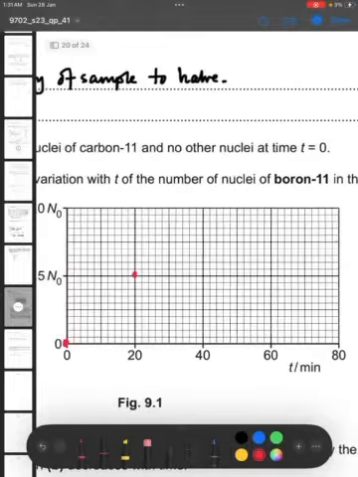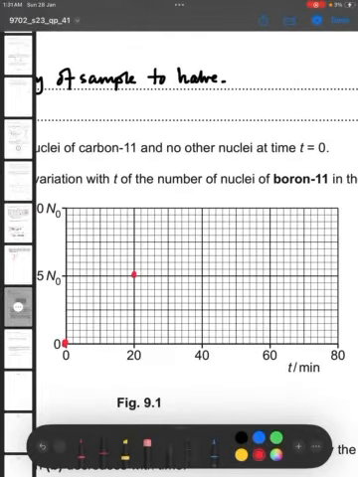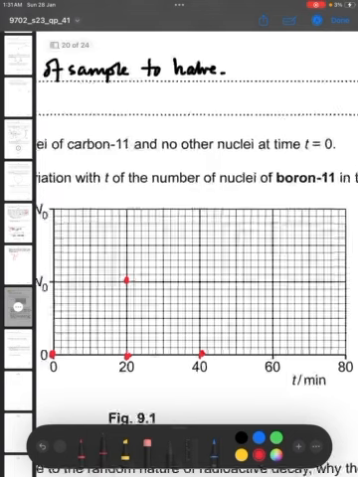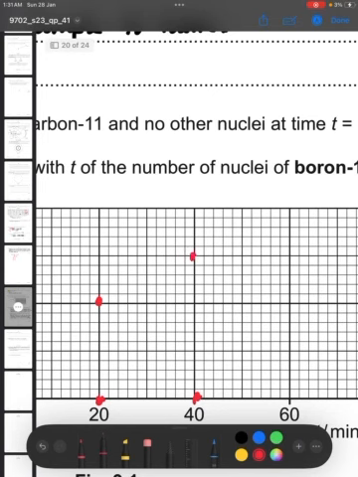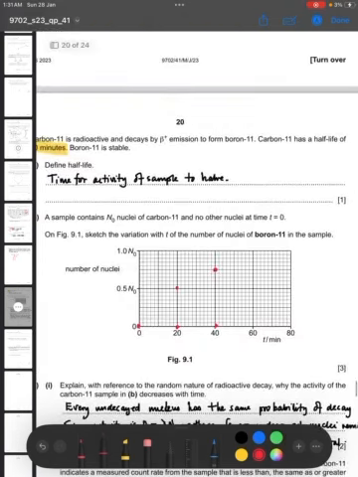Now, if we go a further 20 minutes, that's another half-life. Of the 0.5 N0 carbon-11 that is left, we expect it to decay by half, so that we are left with 0.25 N0. In other words, 0.25 N0 would have been turned into boron during the next 20 minutes, meaning that now we have 0.75 N0 of boron-11.